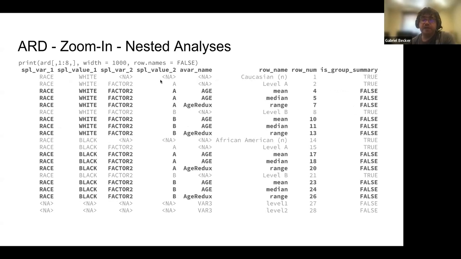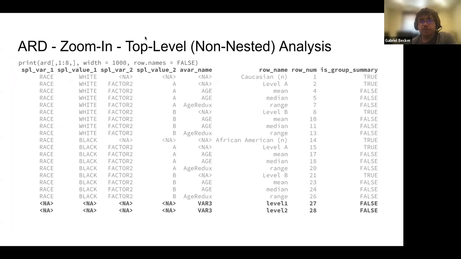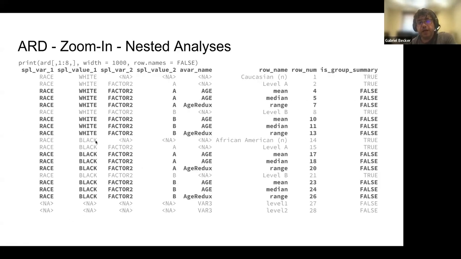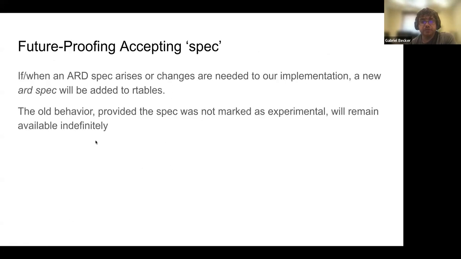And then we have the analyses that are nested within those splitting, right? So this is capturing all of that. We've got race white factor 2A. And then we've got two rows for age, which are mean and median. And then age redux is range. These are not group summaries, which is marked there. And then we have the non-nested analyses, right? So it is going to correctly say you don't have any value for any of these splits. You're just analyzing var 3, and then you have level 1 and level 2 there. So that is the ARD as it exists.